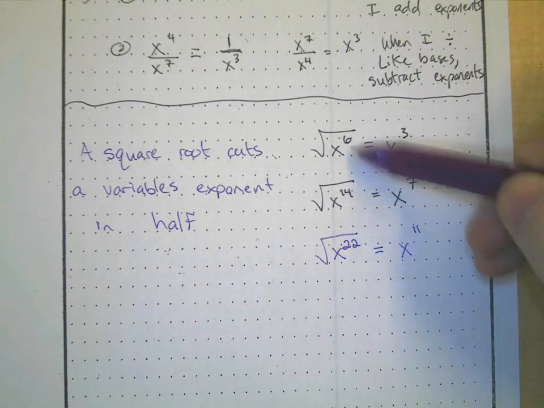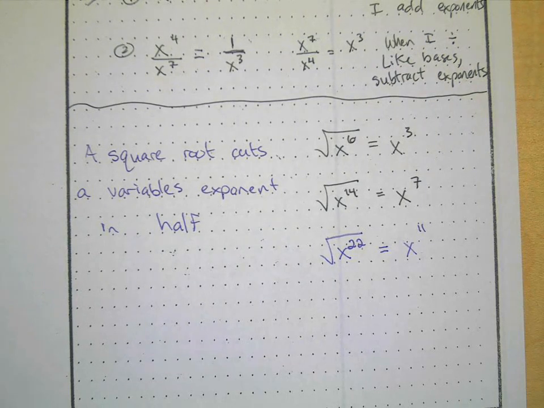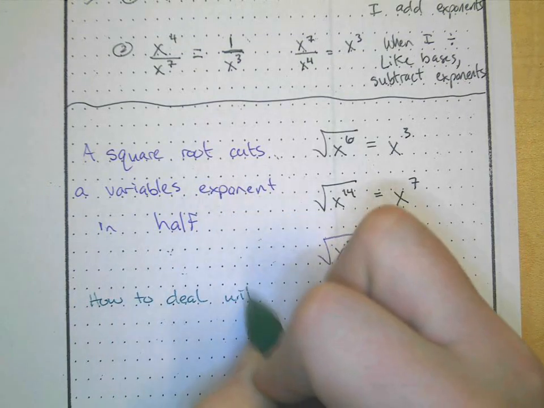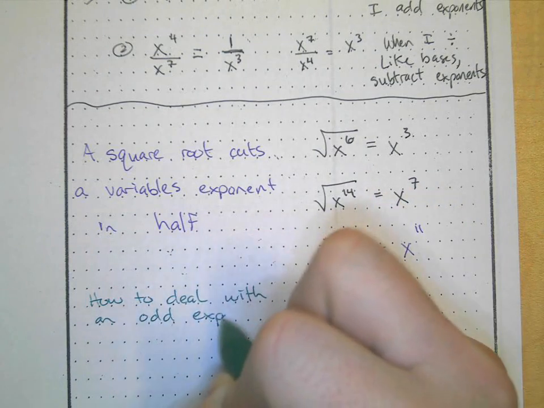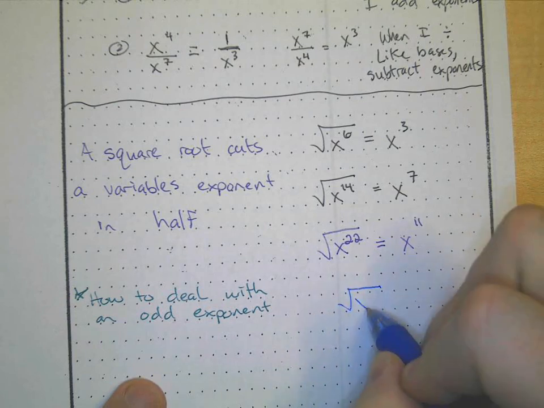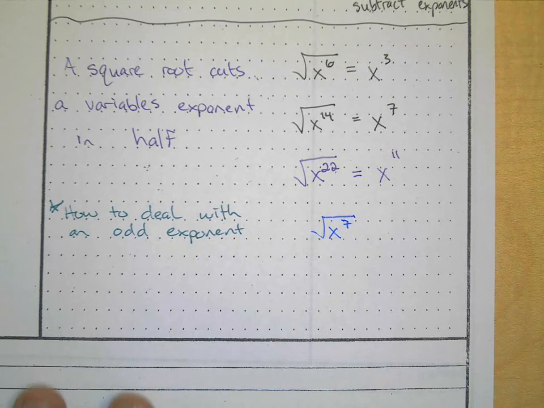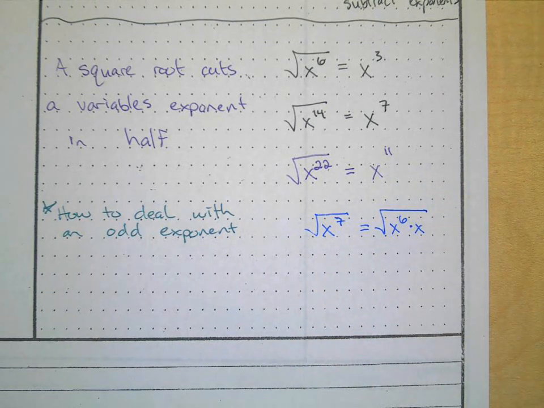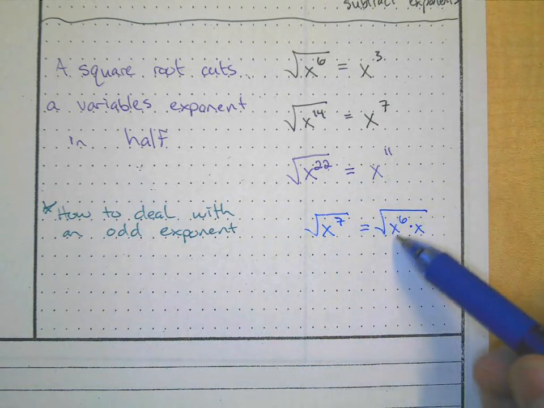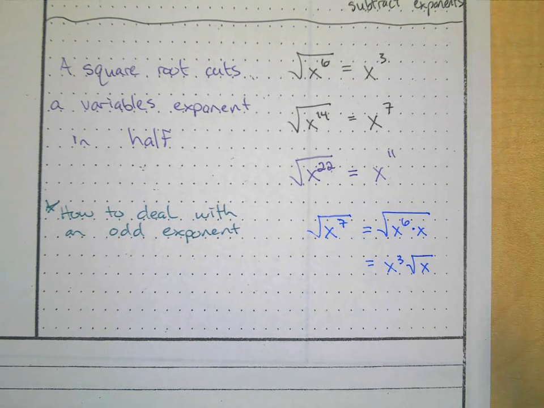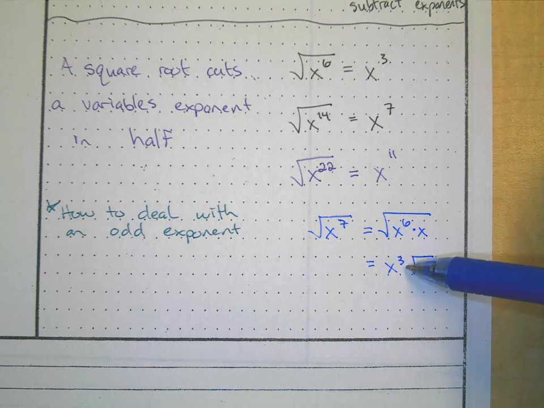So that's all nice and easy to do when our exponent is an even number, but how are we going to deal with an odd exponent? If I have the square root of x to the 7th, that is equal to the square root of x to the 6th times x. X to the 6th times x would be x to the 7th. Now I can cut this one in half, so it'll pop out, and then this one stays inside. So I'd have x to the 3rd square root of x. The 6 got cut in half, that x to the 3rd power popped out, and everything else stayed inside.